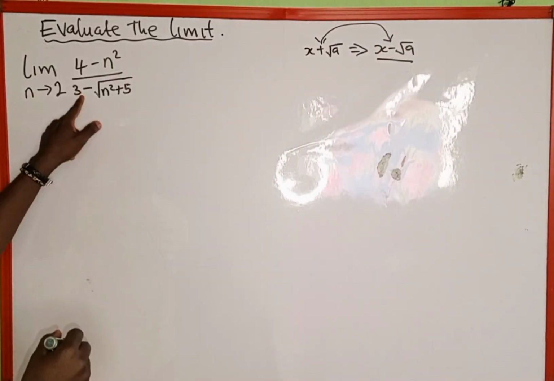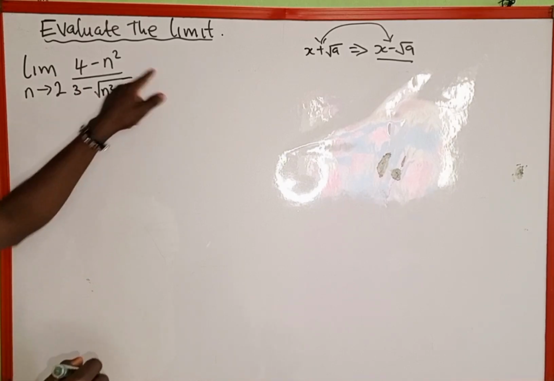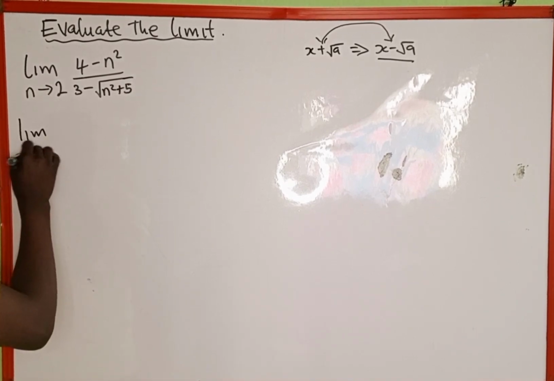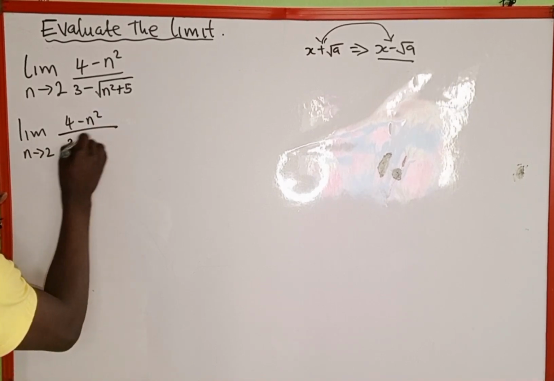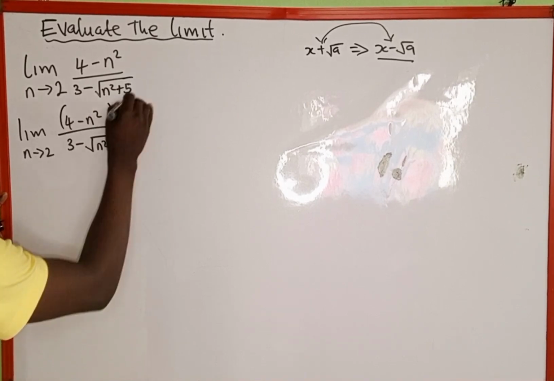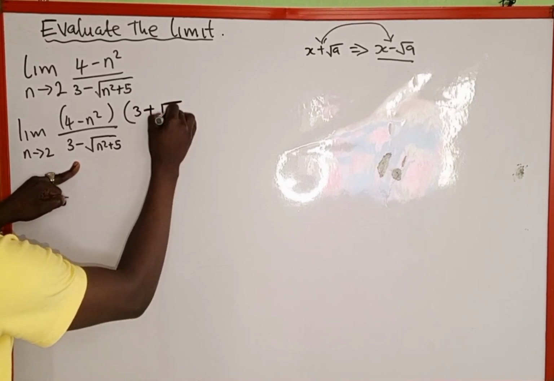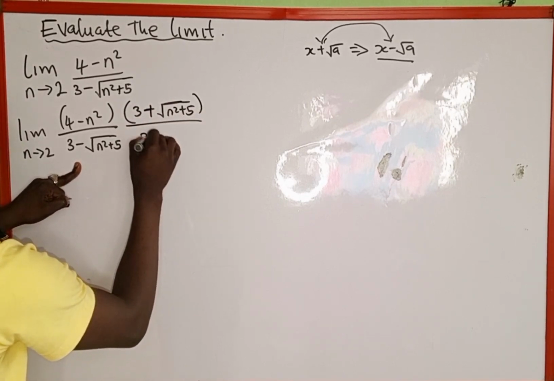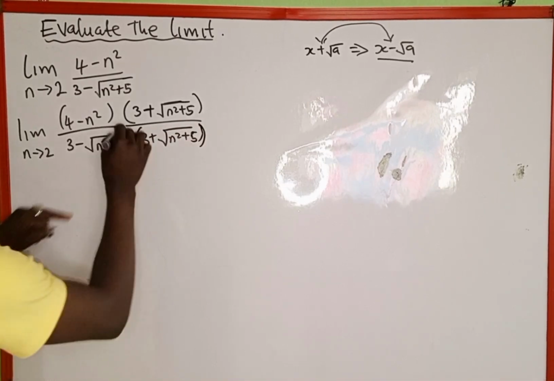We are going to multiply by 3, then this minus is going to change to plus square root of n squared plus 5, then divided by 3 plus square root of n squared plus 5. This is going to be as well limit as n approaches 2 of (4 minus n to the power 2), everything over 3 minus square root of n squared plus 5, then multiply by, we can use bracket multiplication, the conjugate 3 plus square root of n squared plus 5, divided by the same thing, 3 plus square root of n squared plus 5. Then we use bracket multiplication.